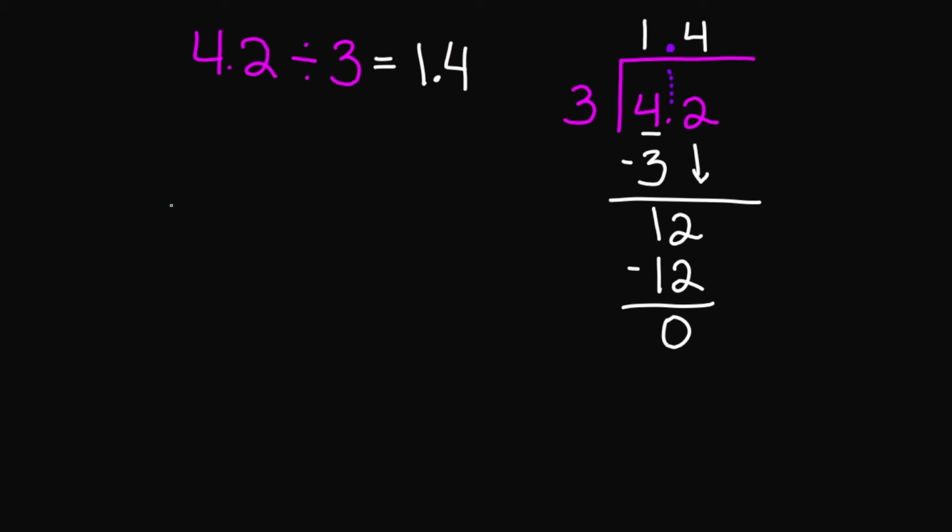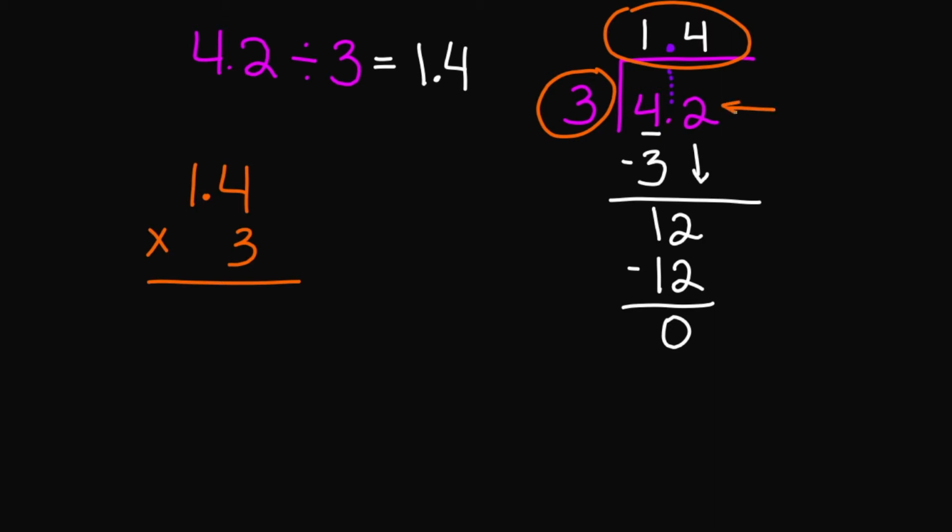And remember, if you want to check your answer, you're going to multiply your quotient, which is 1.4 here, times your divisor, 3, and this should equal your dividend. So let's try this. 4 times 3 is going to give us 12. I'm going to write my 2, carry the 1, and then 3 times 1 is 3 plus 1 more is going to be 4. And my decimal point is going to go right here between the 4 and the 2. So it equals my dividend. I know that is the correct answer.